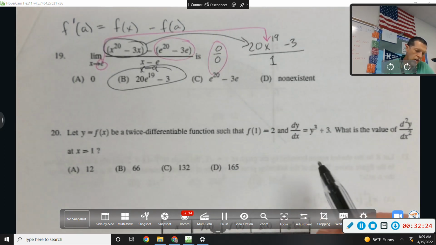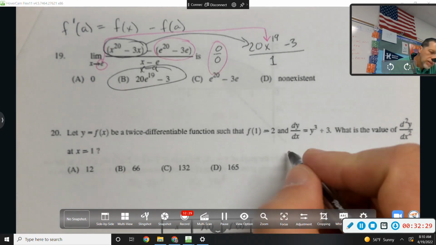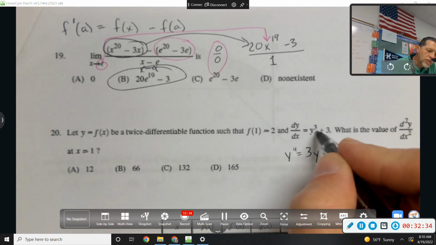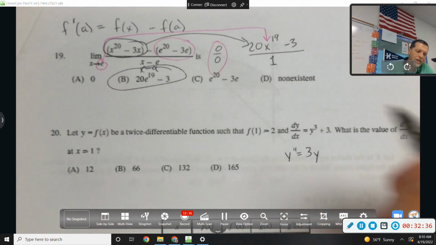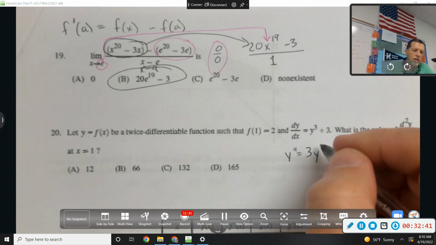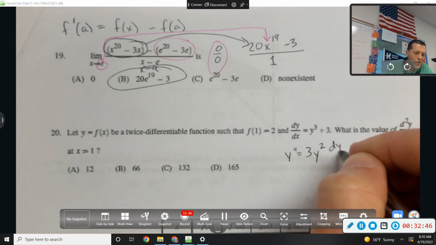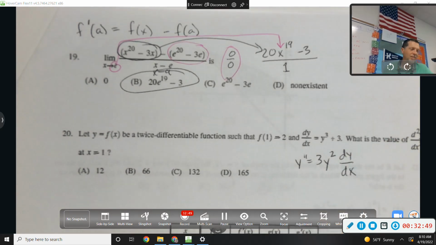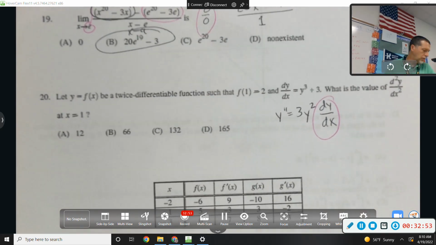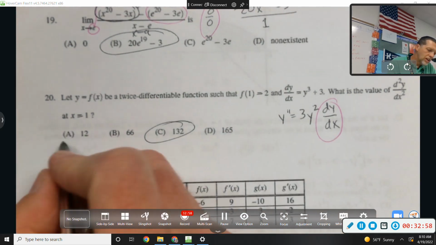Let's see. This one's not too bad, especially after what we did yesterday. What's the derivative of y cubed? 3y squared is part of the answer, but dy dx is the rest of the answer. And so my bet is that extra part makes the difference between the right answer and the wrong answer.